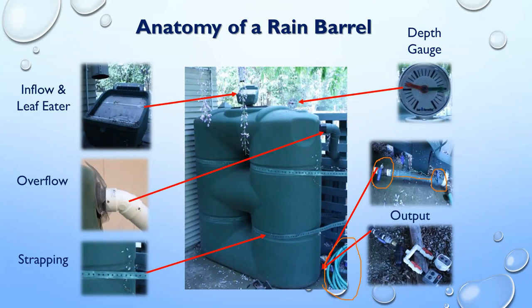There's no pump on this particular system. It's another accessory we're going to talk about. But in this case, especially when the barrel's full, you have all that gravity pressure on 265 gallons of water that's pushing down. So you can actually use that hose for a pretty good distance.